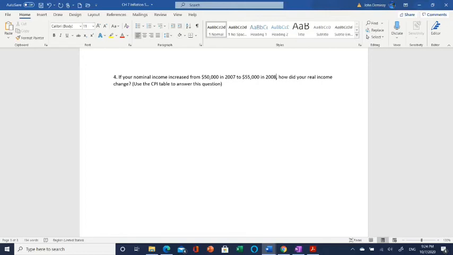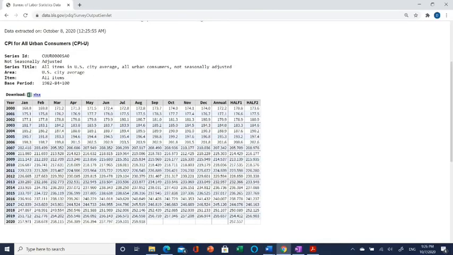So let's use this question. If your nominal income increased from $50,000 in 2007 to $55,000 in 2008, how did your real income change? Of course, we need additional information to answer this question. We need the CPI data, and we'll get that data from the CPI tables on bls.gov. We're back to the CPI table, and I will just record the CPI for 2007 and 2008. As we see here, for 2007, the annual CPI was 207.342. I write that down. And the CPI for 2008 is 215.303.